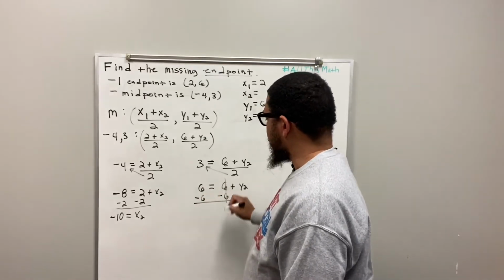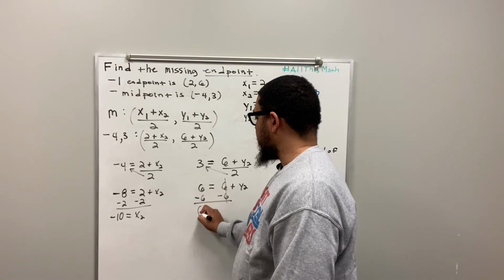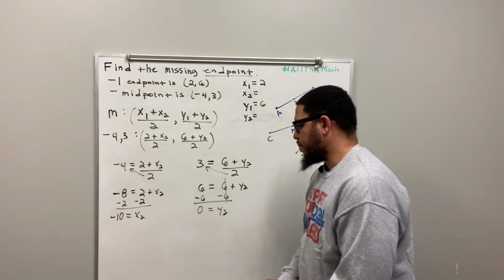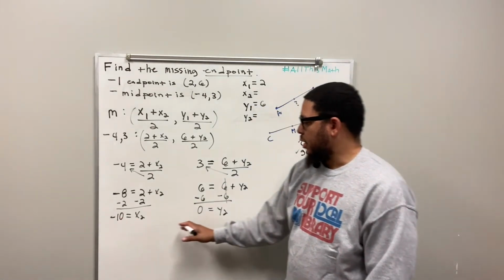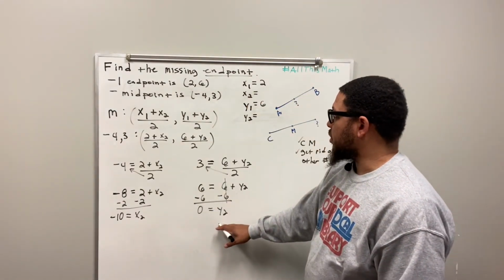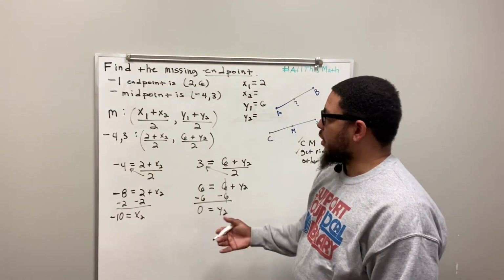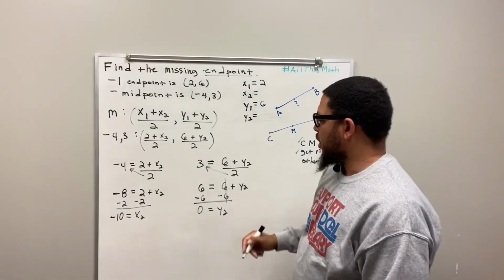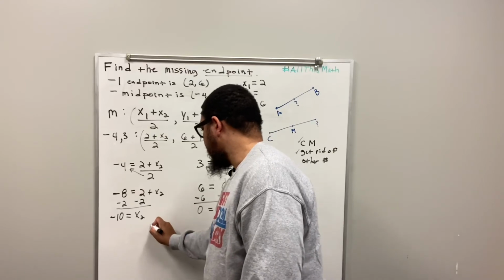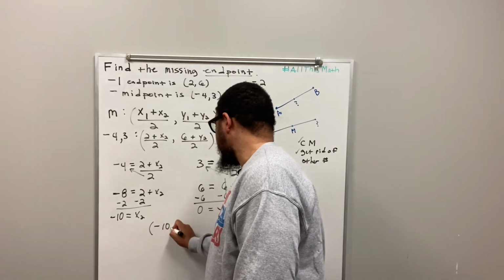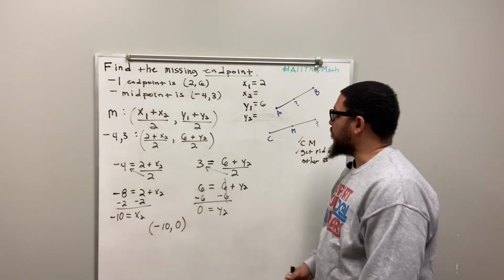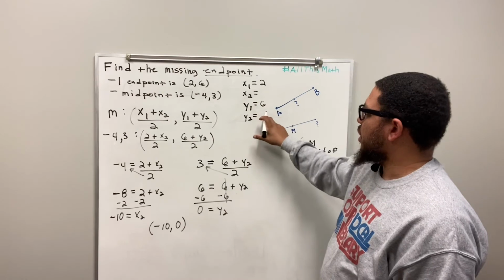6 minus 6 is 0. So 0 equals y2. So now for my endpoint, I know what my x value is, and I know what my y value is. So therefore, the way I write my coordinate is the same way you write this one or this one. X goes first, y goes second. So I write it like this. Parentheses, -10, and 0. That's the coordinates of the other endpoint. So that's what x2 and y2 would be.